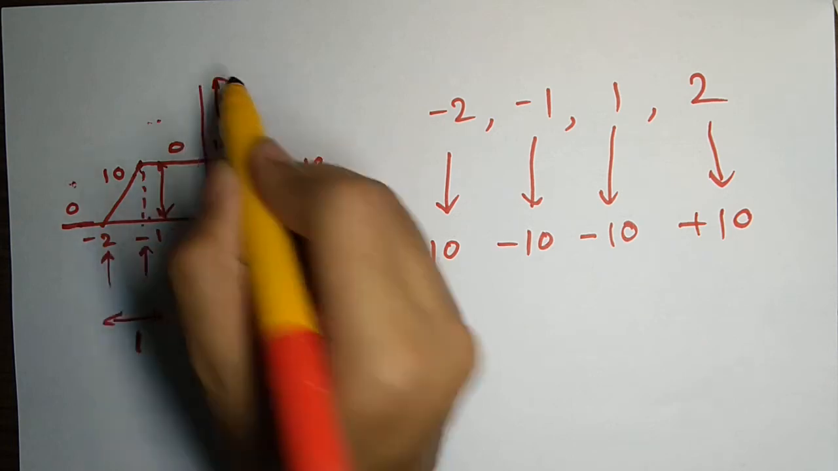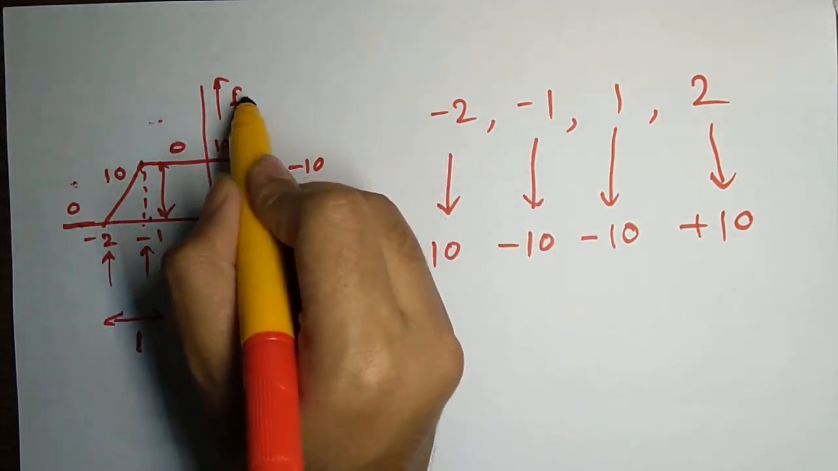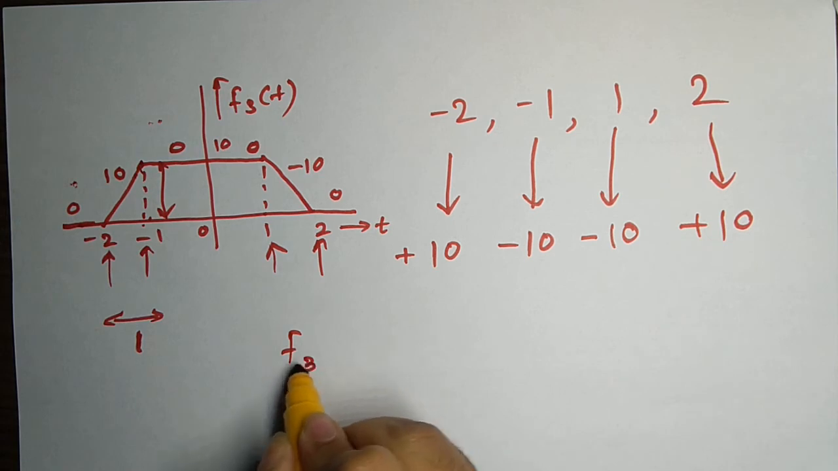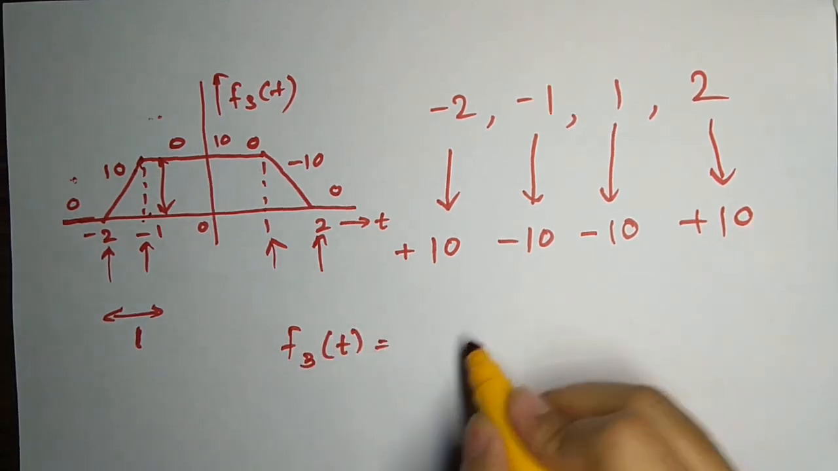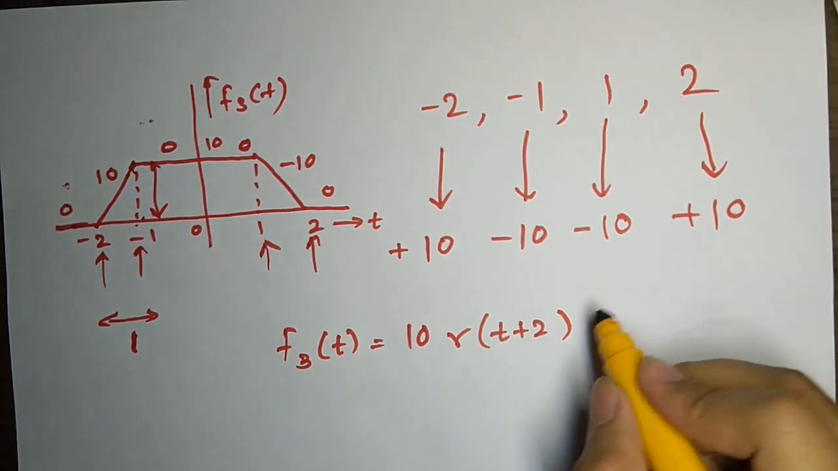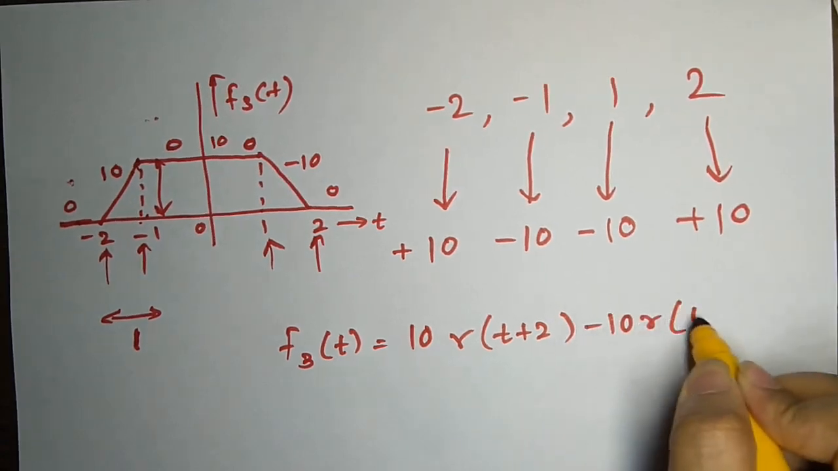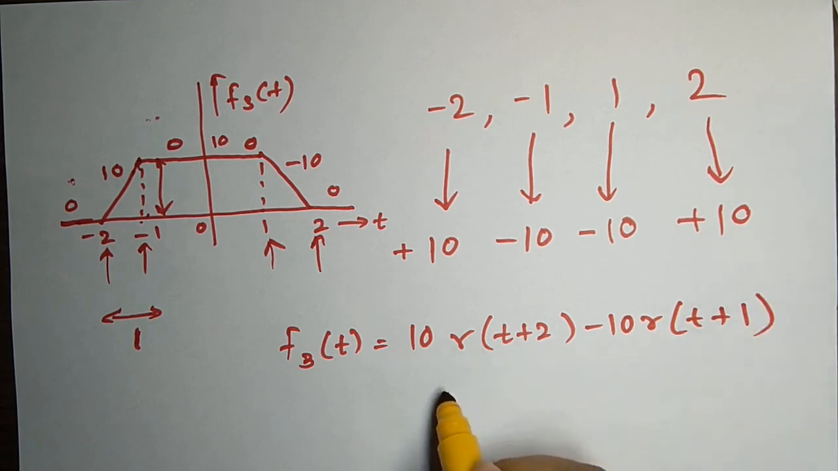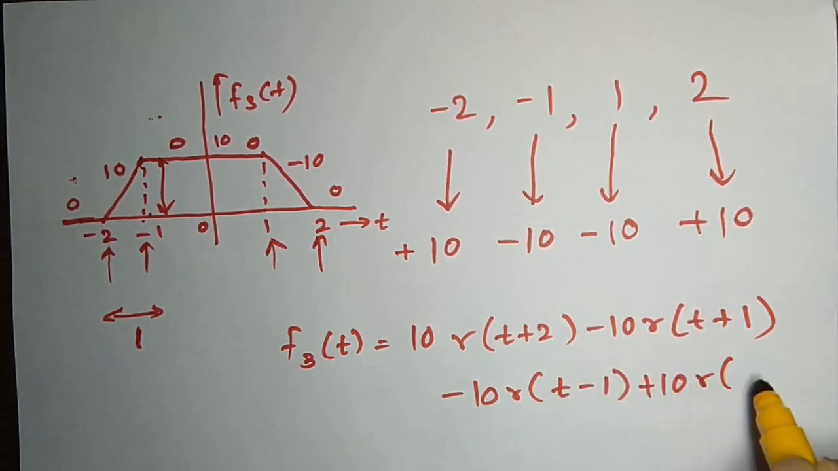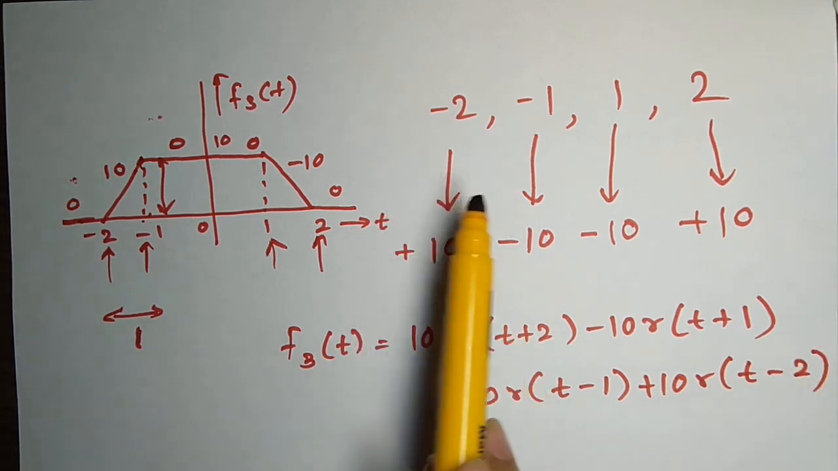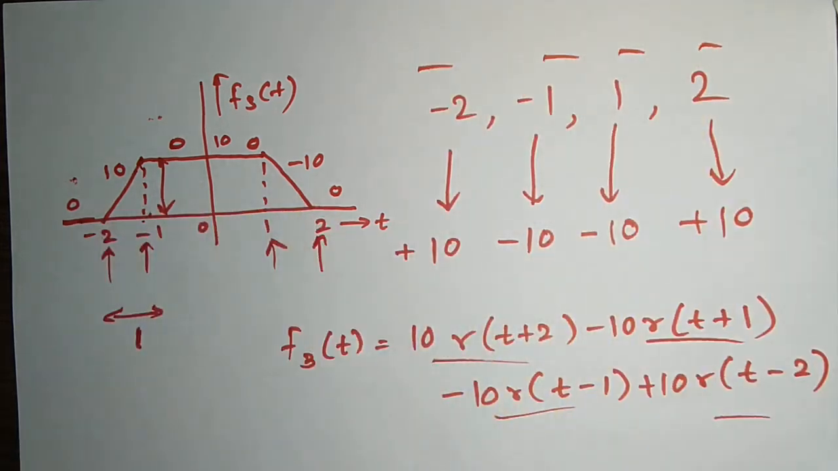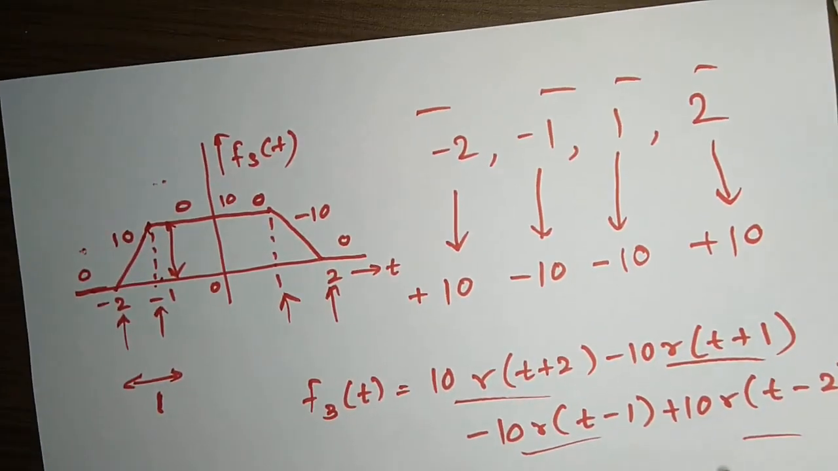And I'll just write, let's say this is f3 of t, for example. So f3 of t is equal to, now I'll write the equation directly. This is r of t plus 2, minus 10 r of t plus 1, minus 10 r of t minus 1, plus 10 r of t minus 2. Right? This is the first term, second term, third term, fourth term, corresponding to these 4 points.